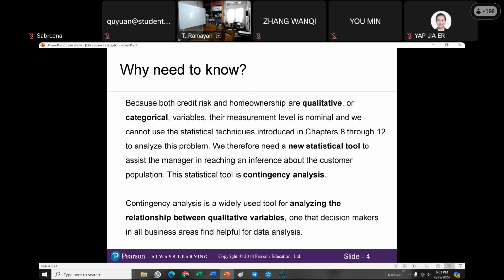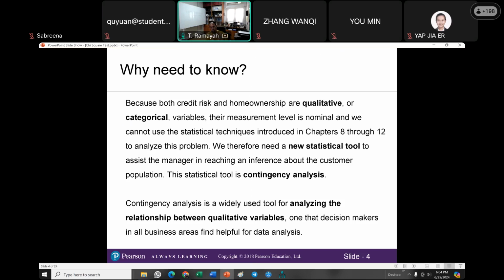Both credit risk and home ownership are qualitative. What is meant by qualitative is categorical or nominal. Some of the chapters we covered so far, from chapter 8 to chapter 12, are actually used for variables which are continuous. So this chapter, which is related to contingency analysis, will cover that kind of analysis.